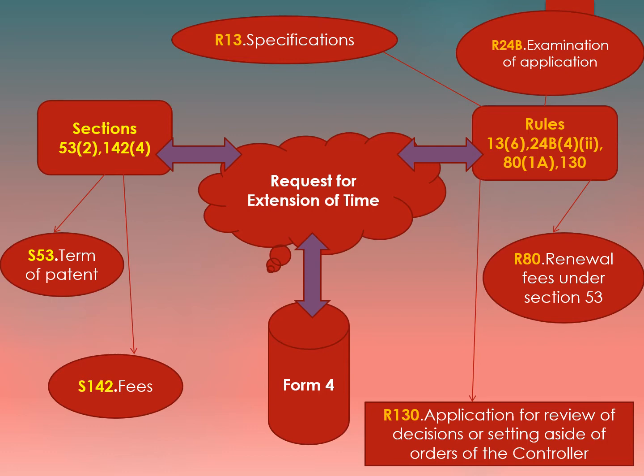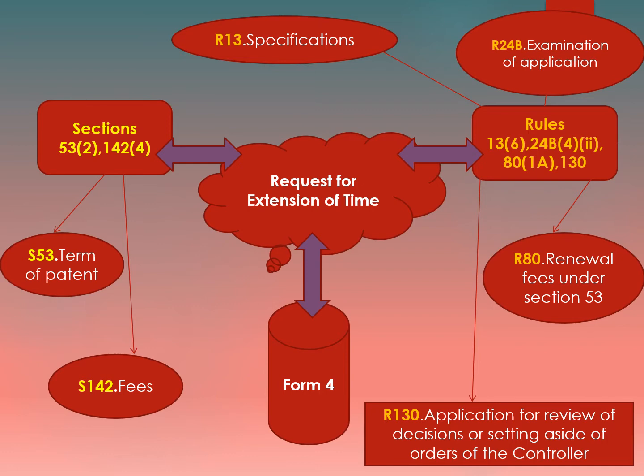Section 53 is term of patent. Section 142 is fees. Here rule 13 is specifications. Rule 24b is examination of application. Rule 80 is renewal fees under section 53. Rule 130 is application for review of decisions or setting aside of orders of the controller.